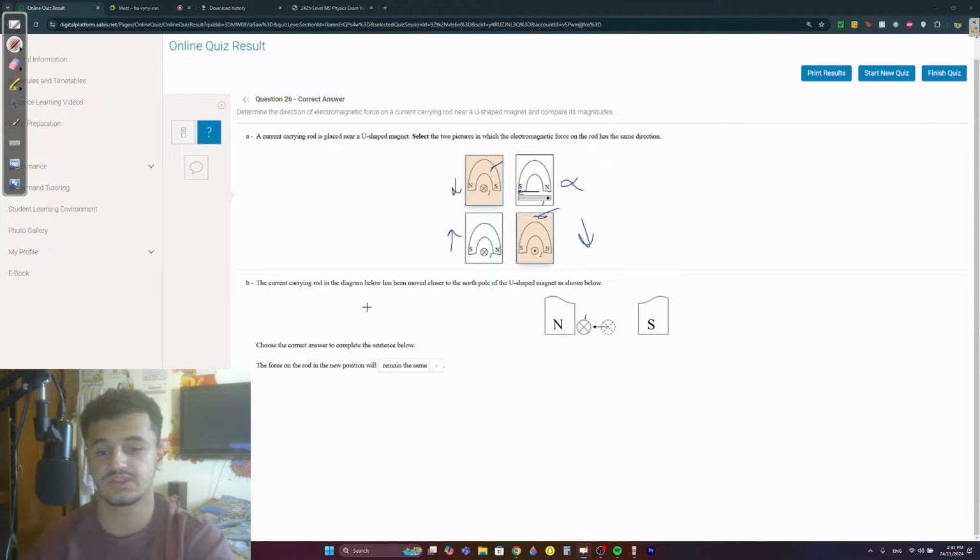Okay, the current carrying rod in the diagram below has been moved closer to the north pole of a U-shaped magnet as shown below. The force on the rod in the new position will remain the same. Why would it change? The direction isn't going to change. You have north here, south here. The magnetic field is still in the same direction. So just because you're closest to the north, the magnetic field's gonna change? No, it's still going from left to right. Nothing's gonna change.